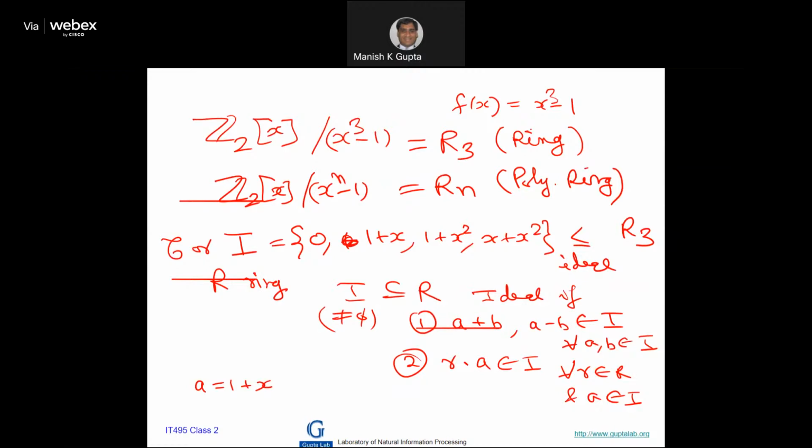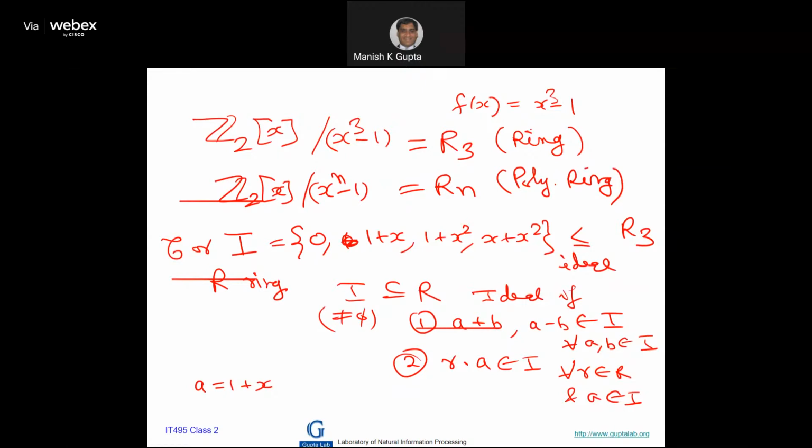X plus X square. So if you multiply X plus X square, what comes out? You can multiply and simplify, right? Assuming X cube is equal to 1, you will see that again it is an element. So basically you take all the 8 elements of the polynomial ring R3 and multiply with this element, you are getting a member in the I itself. So this property is satisfied, right?